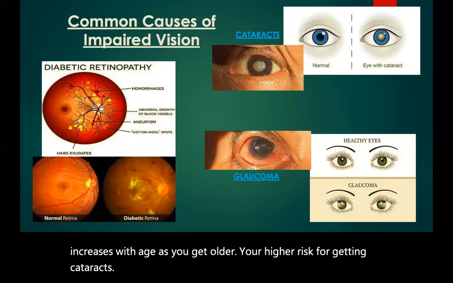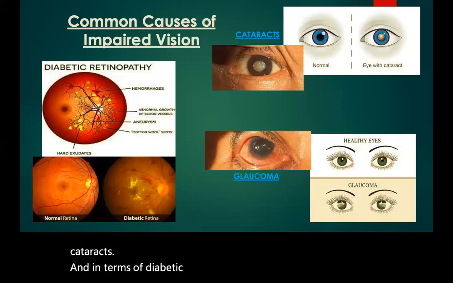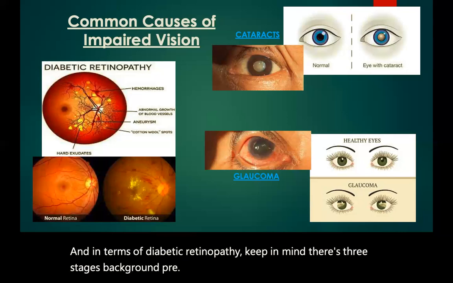And in terms of diabetic retinopathy, keep in mind there are 3 stages: background, pre-proliferative, and proliferative.